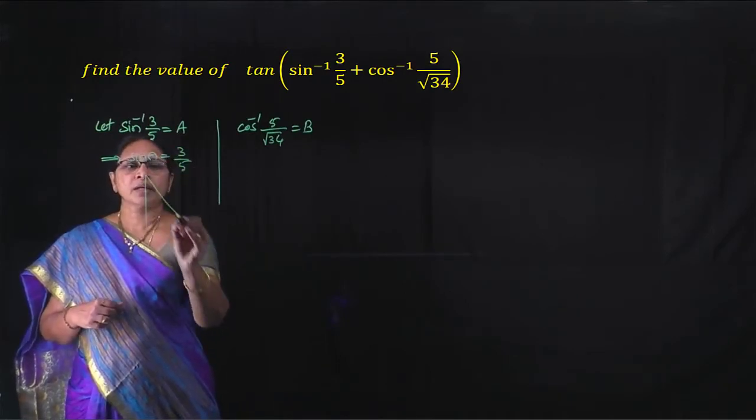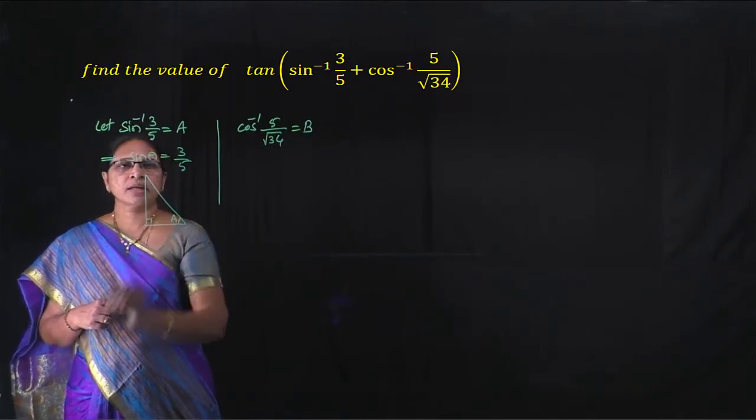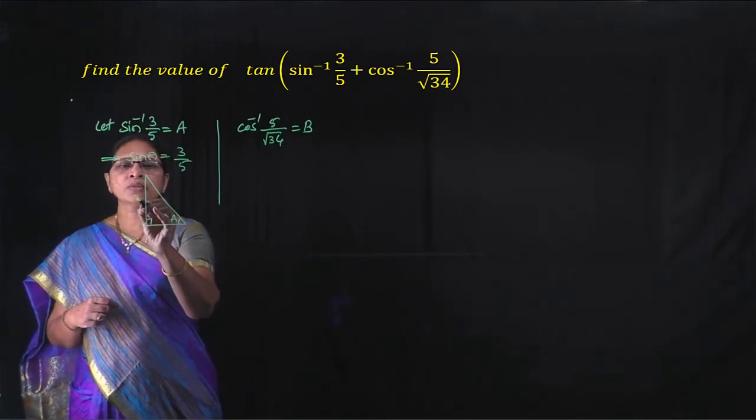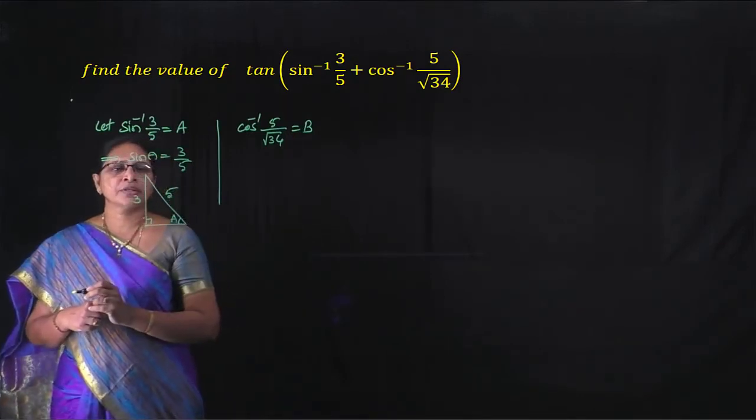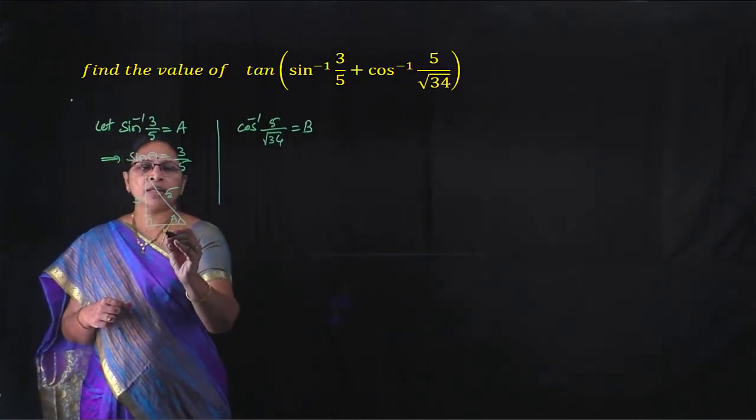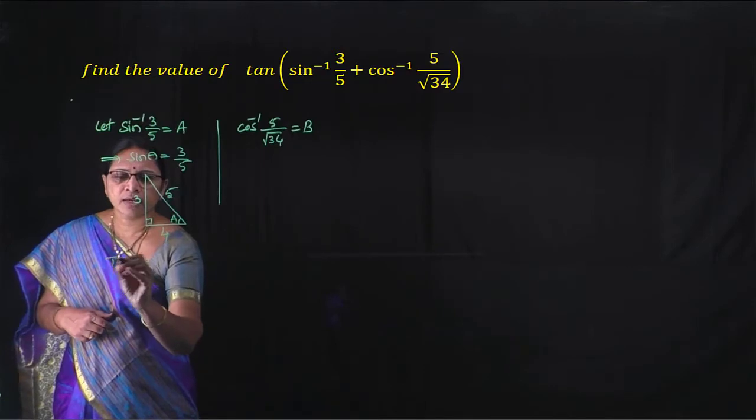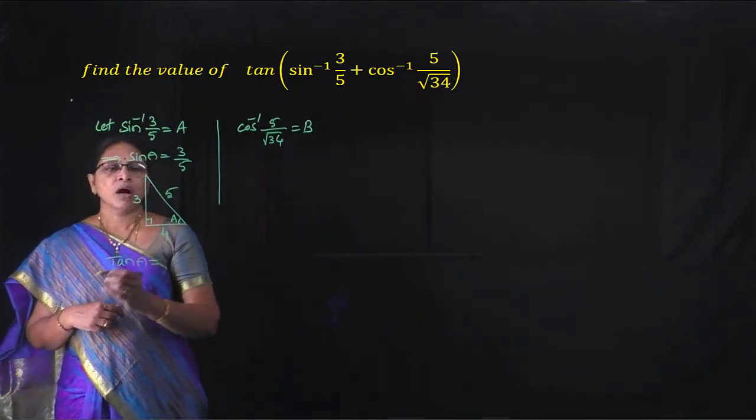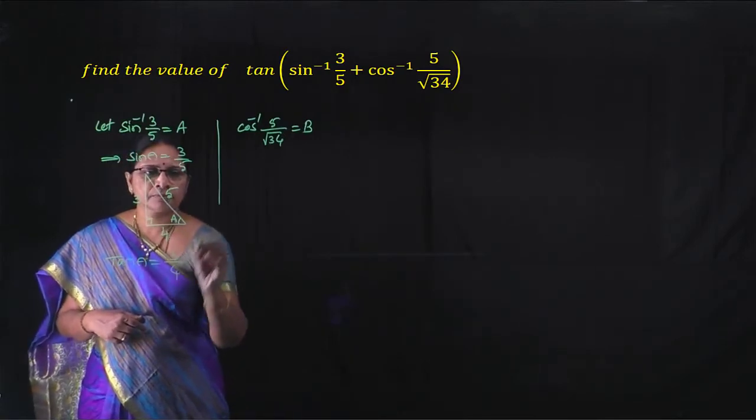Consider a right angle triangle with an angle A. This is right angle. Sin A is 3 by 5, that is opposite side by hypotenuse. Opposite side is 3, hypotenuse is 5. We can find the adjacent side is 4. Here we can write tan A. Tan A is equal to opposite side by adjacent side, that is 3 by 4.